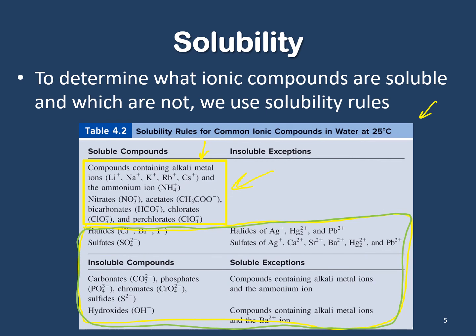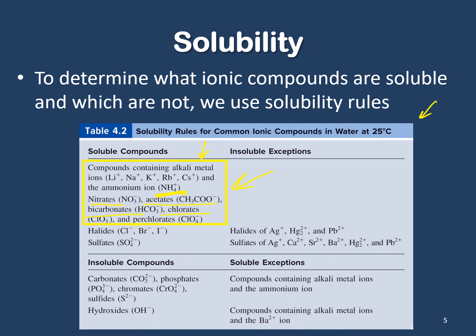So compounds that contain alkali metal ions, in other words, that first column of the periodic table, if there's one of those metals present in the ionic compound, then it's going to be soluble. And if there's NH4+ ammonium in the compound, also always going to be soluble. Same thing with nitrates, acetates, bicarbonates, chlorates, and perchlorates. If you have any one of those ions present in the ionic compound, doesn't matter what the other ion in the ionic compound is, that ionic compound is soluble.